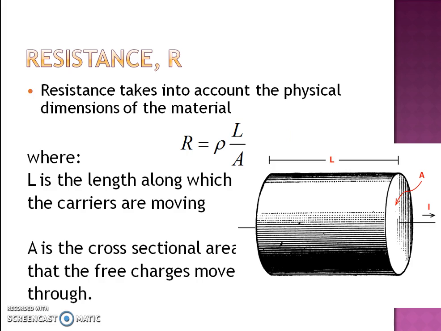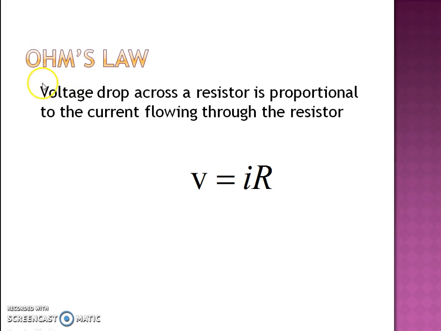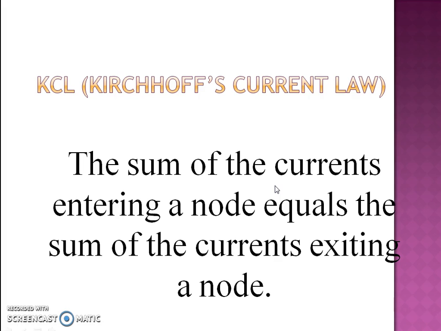And let us go to Ohm's law. This is the main part of our lecture. In Ohm's law, the voltage drop across the resistor is proportional to the current flowing through the resistor, given by V directly proportional to current. We eliminate this proportionality by using a resistance R. V is equal to I into R. This is Ohm's law.